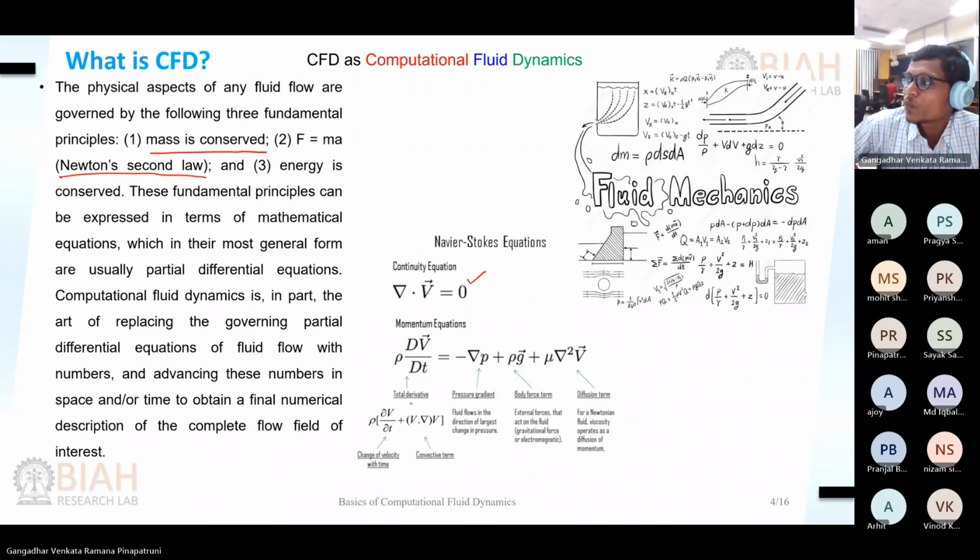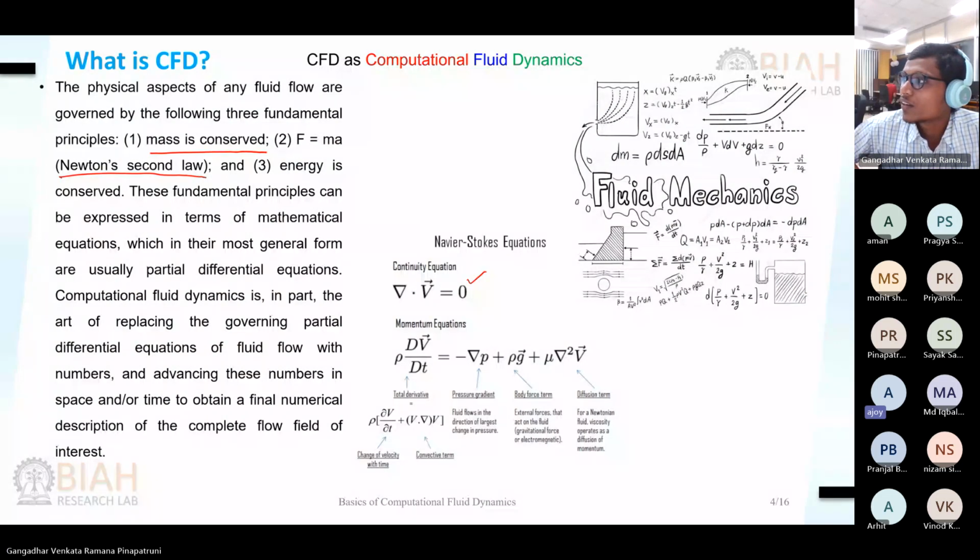Yes, Mohit. Sir, mass can never be created or destroyed. Okay, fine. So I hope everyone got the idea of that. You cannot destroy the mass and energy. Got it? Yes, Ajoy, you want to tell something?